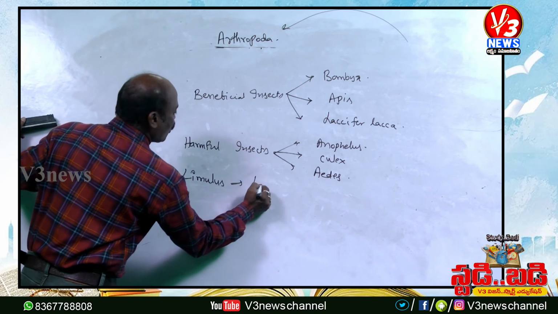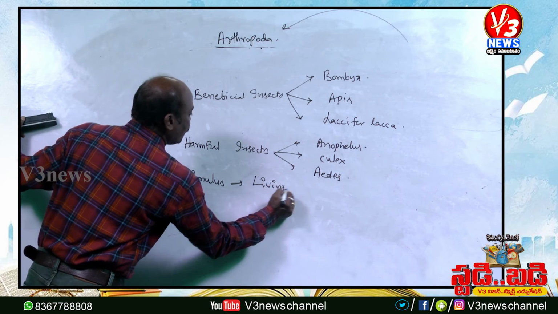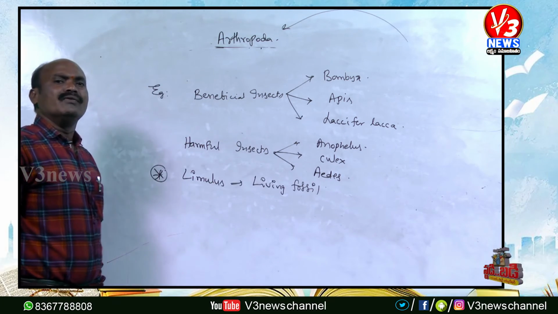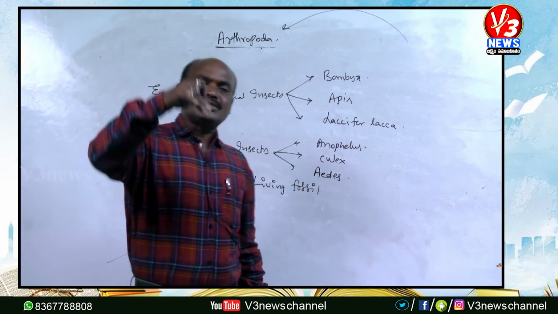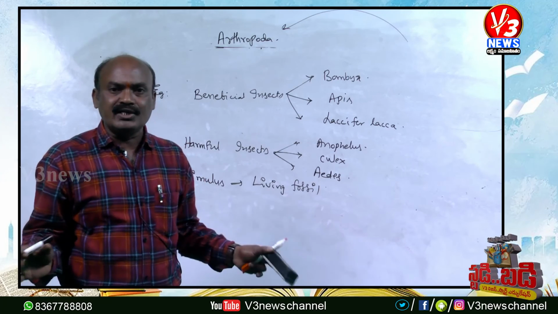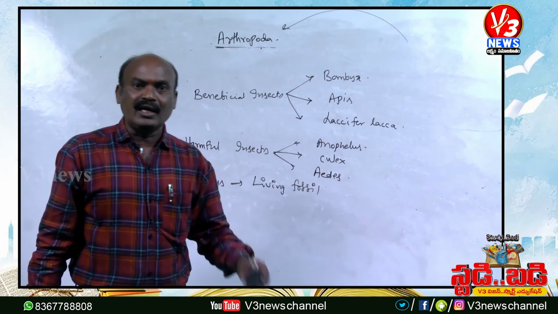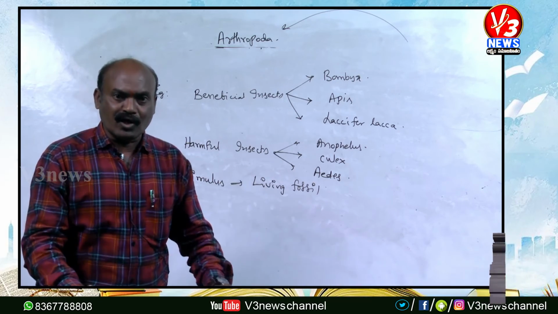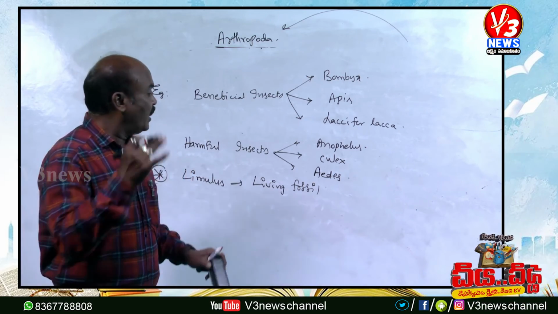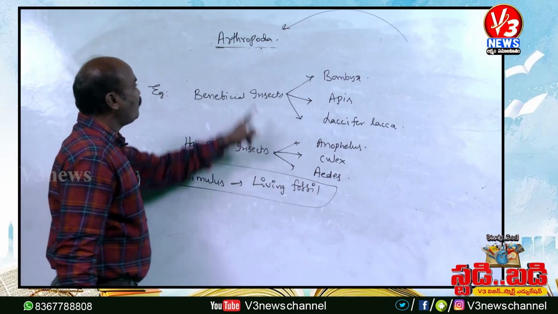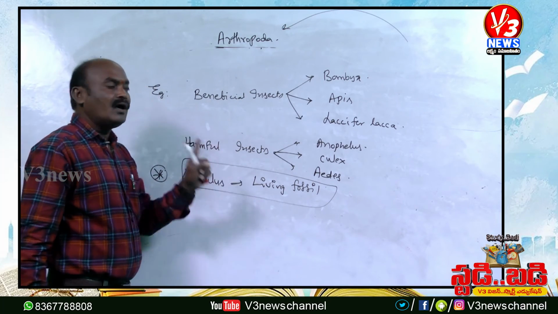And one very important example is Limulus. Limulus is commonly called a living fossil. So what is meant by living fossil? For a long time, there is no change in them, morphologically and physiologically. That type of organism is a living fossil. The living fossil arthropod is the Limulus.